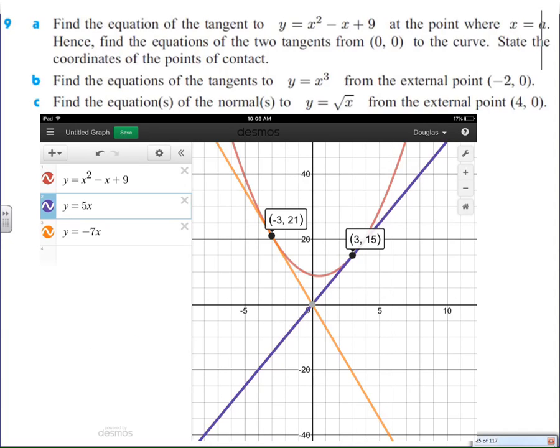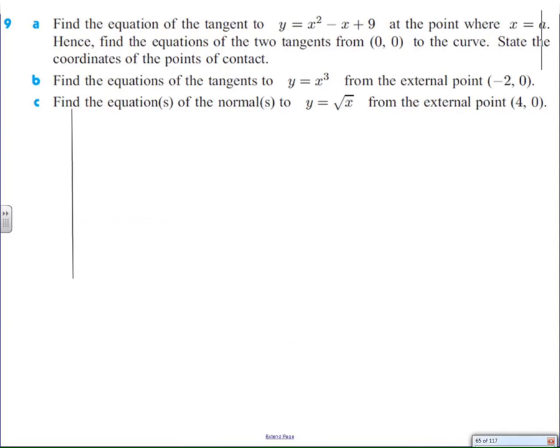And just to make sure, I graphed y equals 5x, I graphed y equals negative 7x, and I graphed the given parabola, and I verify that at negative 3 and positive 3, two places where the tangent lines occur, y's are 21 and 15 respectively, and they do intersect the graph tangentially, so that makes me feel really good about the work that I did.